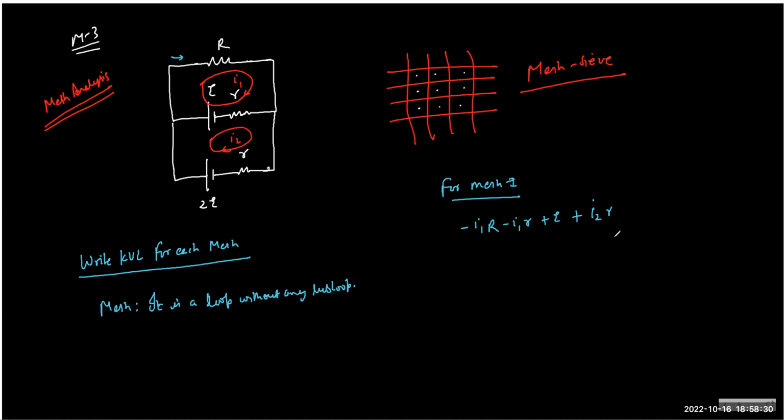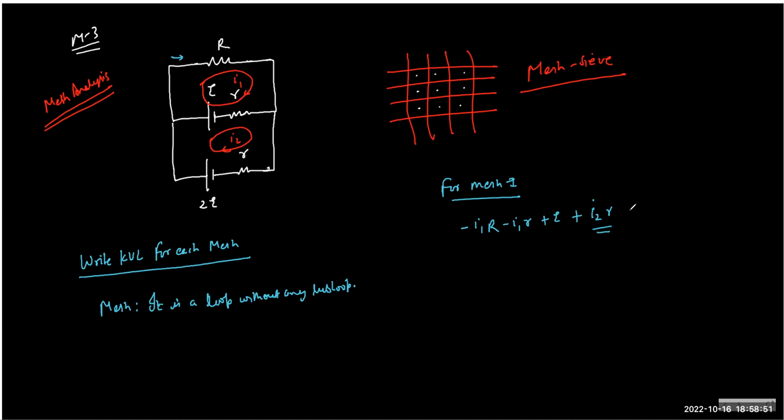First we write for I1. Once we are done, we check for the common branch, and if the common branch is having current, we add the potential rise because they will move in the opposite sense. So this is I2. Understood? Clear this part? How we are writing this part?